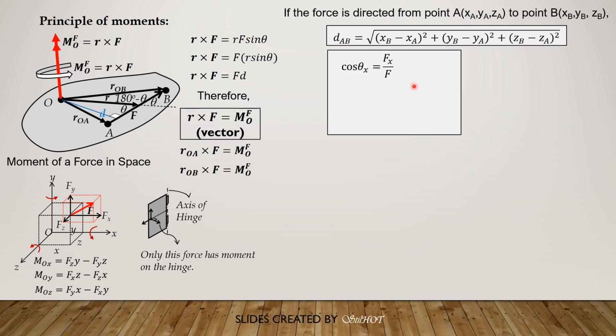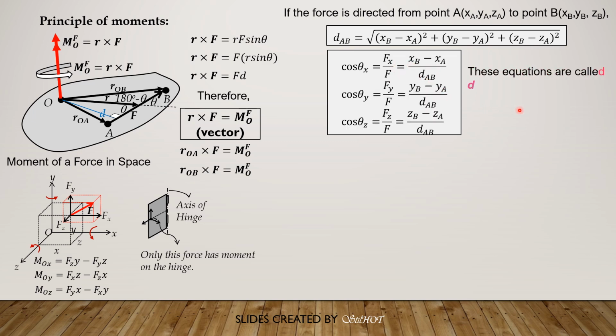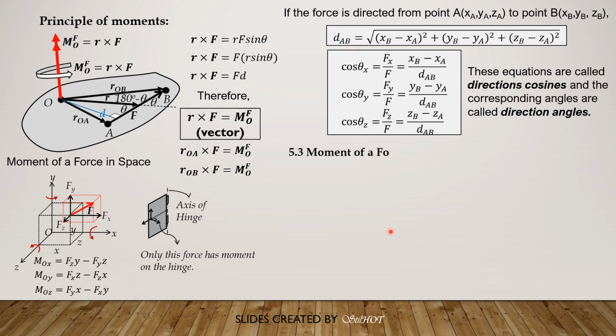And cosine theta x would then be Fx over F, or xb minus xa over distance AB. Cosine theta y would be Fy over F, or yb minus ya over distance AB. And cosine theta z would be Fz over F, the original definition, and with respect to distance, we have zb minus za over distance AB. So remember that these cosines of theta x, theta y, theta z are called direction cosines, while the corresponding angles are called direction angles. And remember that the sum of the squares of these direction cosines is unity, or 1.